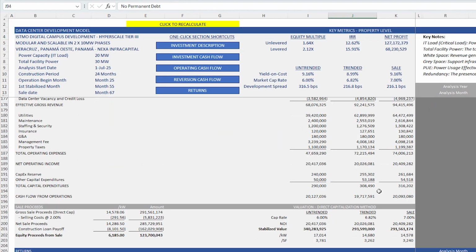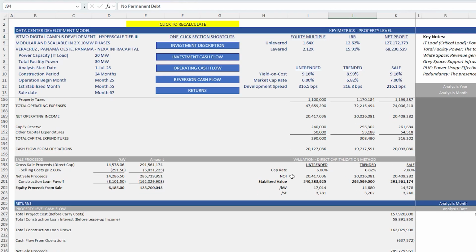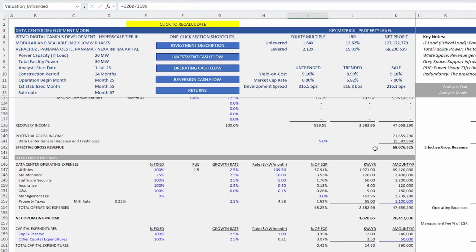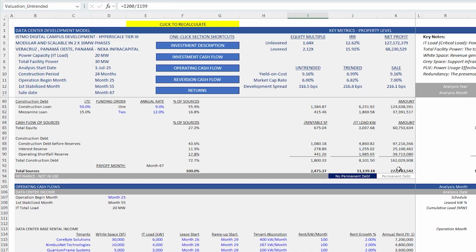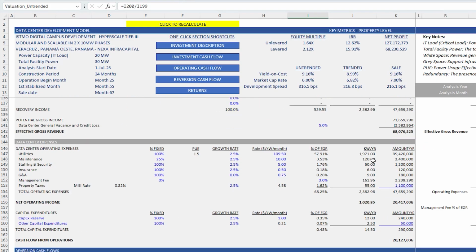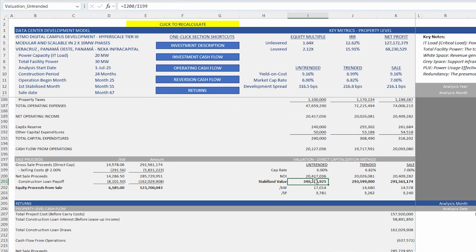Then we get the sale proceeds, right? So the value today on an untrended basis, assuming all the assumptions we made, which are entirely hypothetical, at a 6 cap, NOI of $20.4 million gets you a stabilized value of $340 million, which is pretty good, considering in this very hypothetical, we built this thing for $222 million. And so you're looking at a lift from 222 to 340.